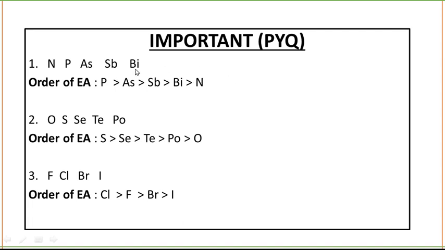Next is for oxygen, sulfur and the oxygen family. So basically the order comes out to be this. Sulfur has higher electron affinity than oxygen, or we can say oxygen has the minimum electron affinity in this particular series. Next, in case of halogens, chlorine has the maximum electron affinity, while in the halogen group, iodine has the minimum electron affinity.